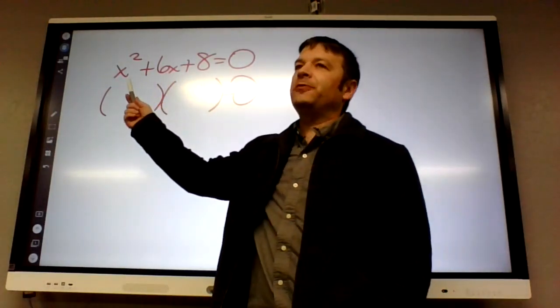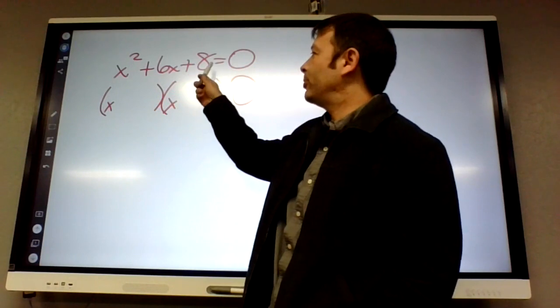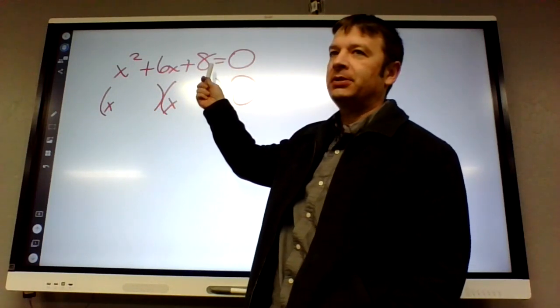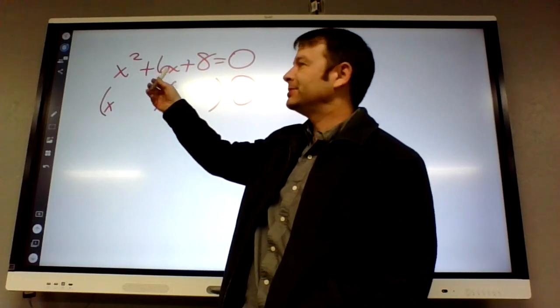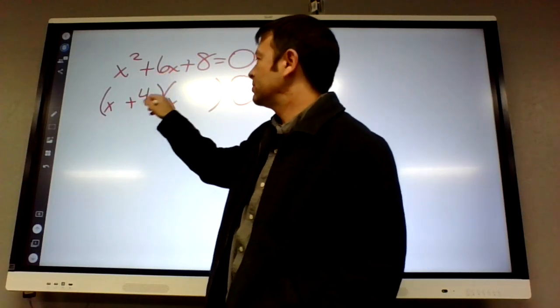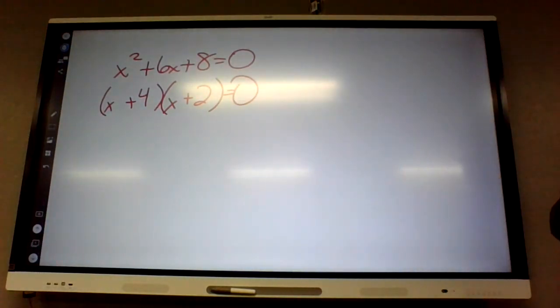Okay, what am I going to put in front? X. What am I going to put in back? What multiplies into 8? 4 and 2. That adds up to 6. 4 and 2. Positive. Okay, so yesterday we would have been done, right? If we were doing the worksheet, but today it's an equation so we can solve it.